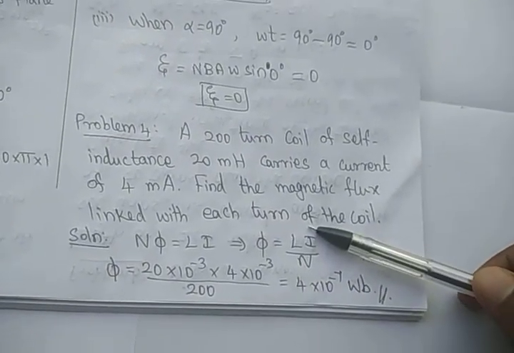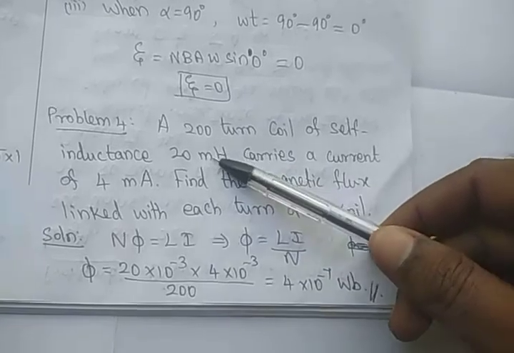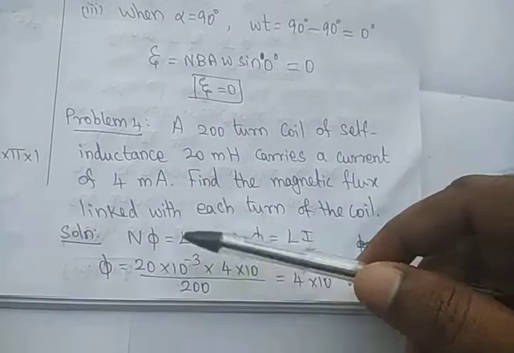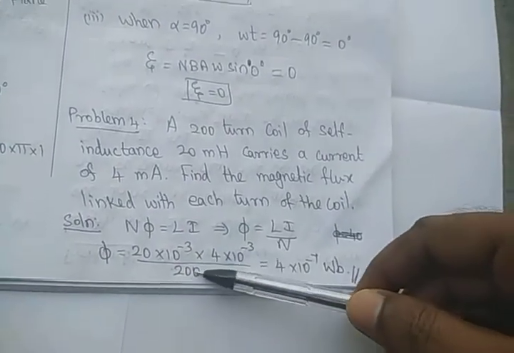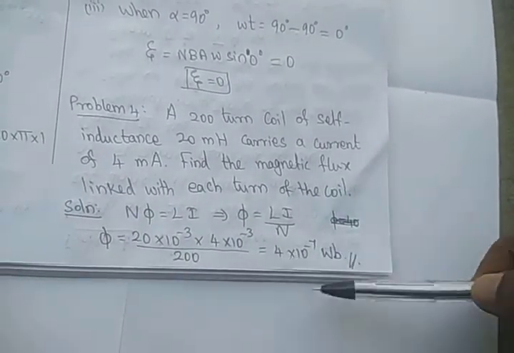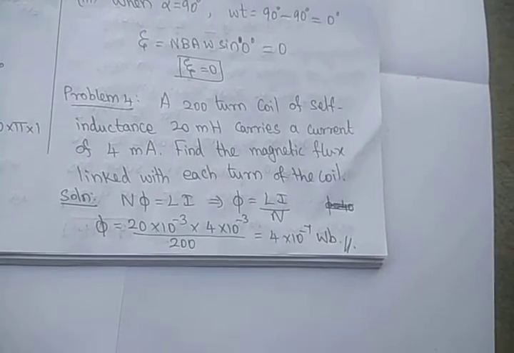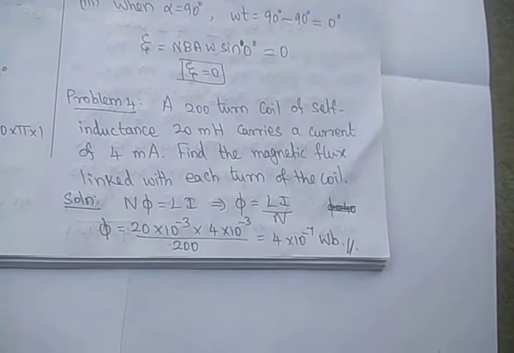L is 20 into 10 power minus 3, because millihenry is 10 power minus 3, and this I is 4 milliampere, 4 into 10 power minus 3, by the number of turns, which is 200. We get the flux value 4 into 10 power minus 7. The SI unit of flux is Weber. So 4 into 10 power minus 7 Weber.